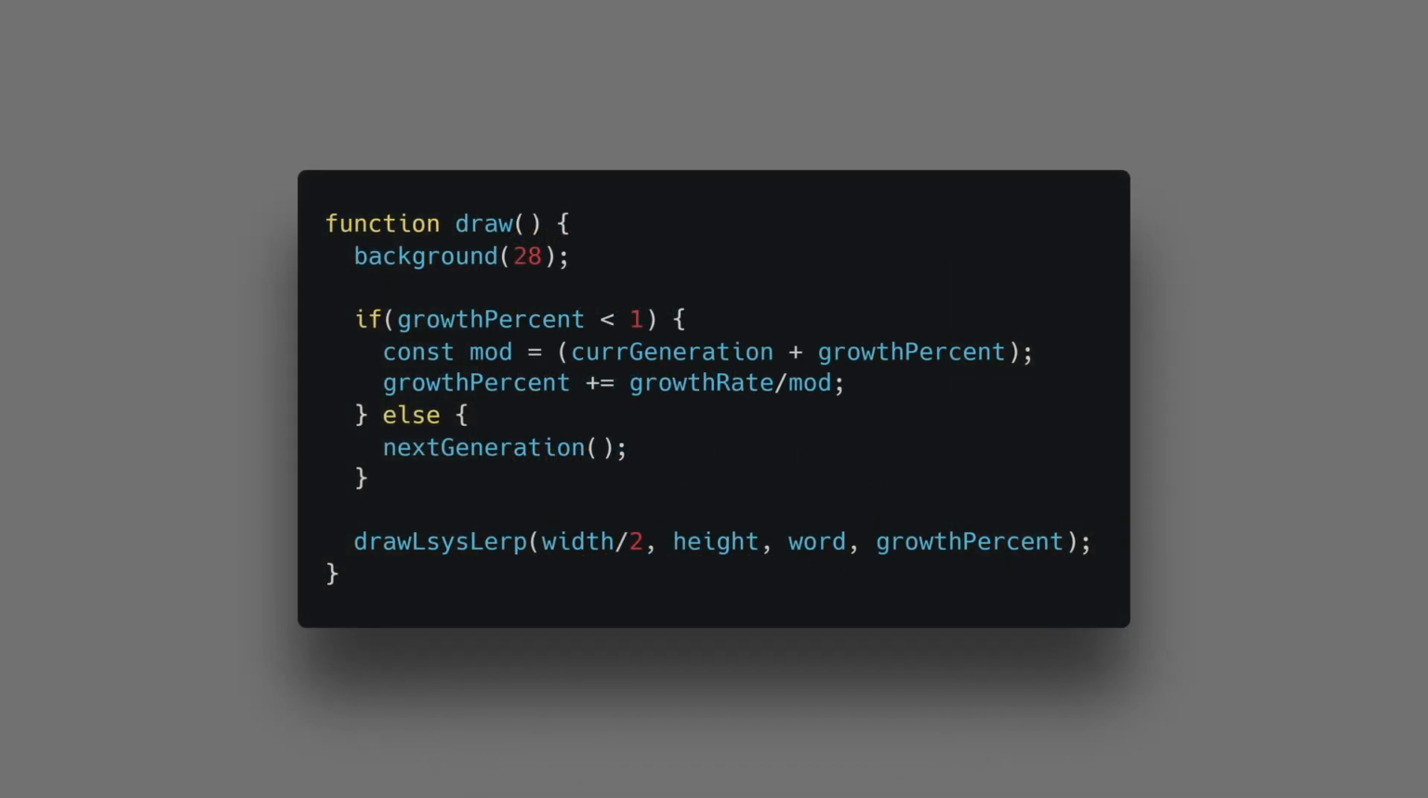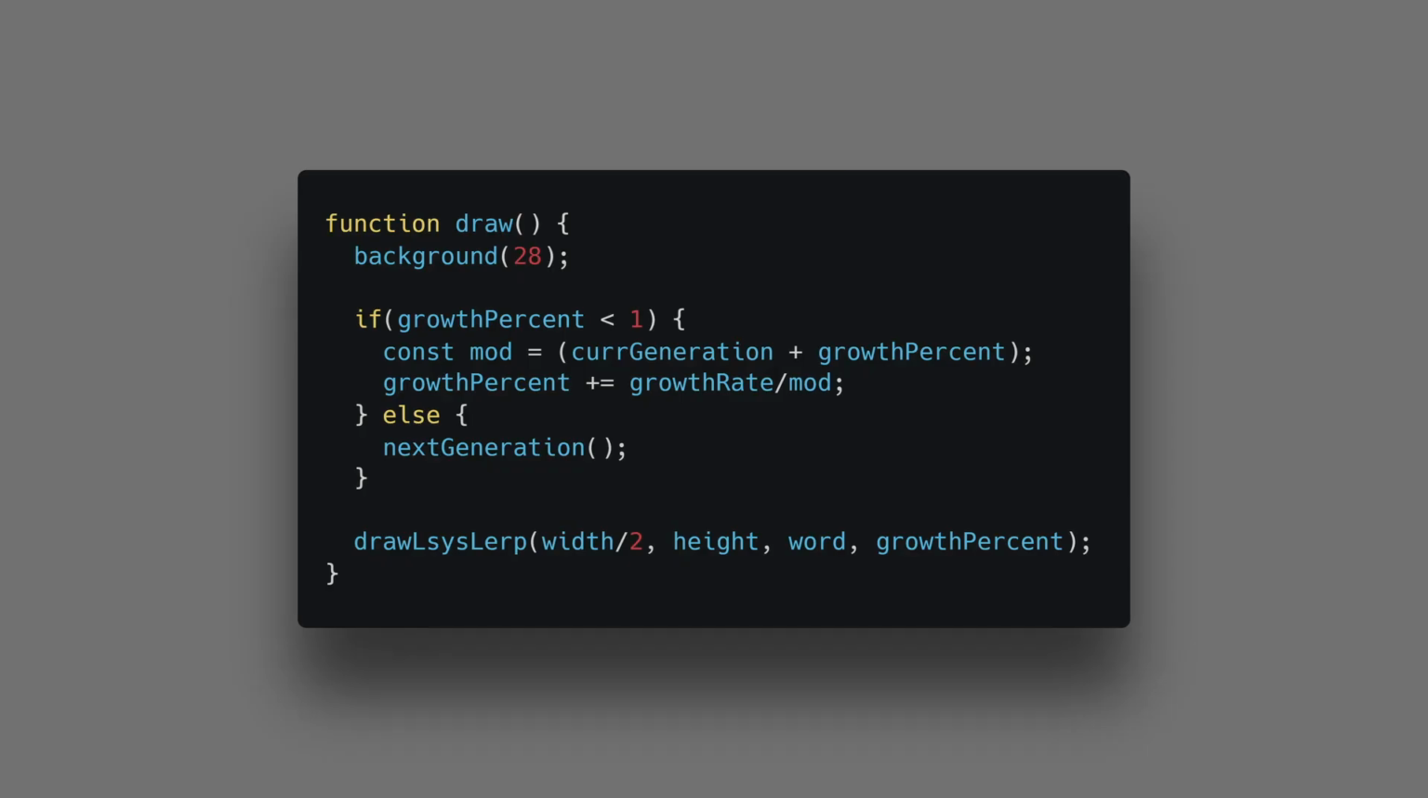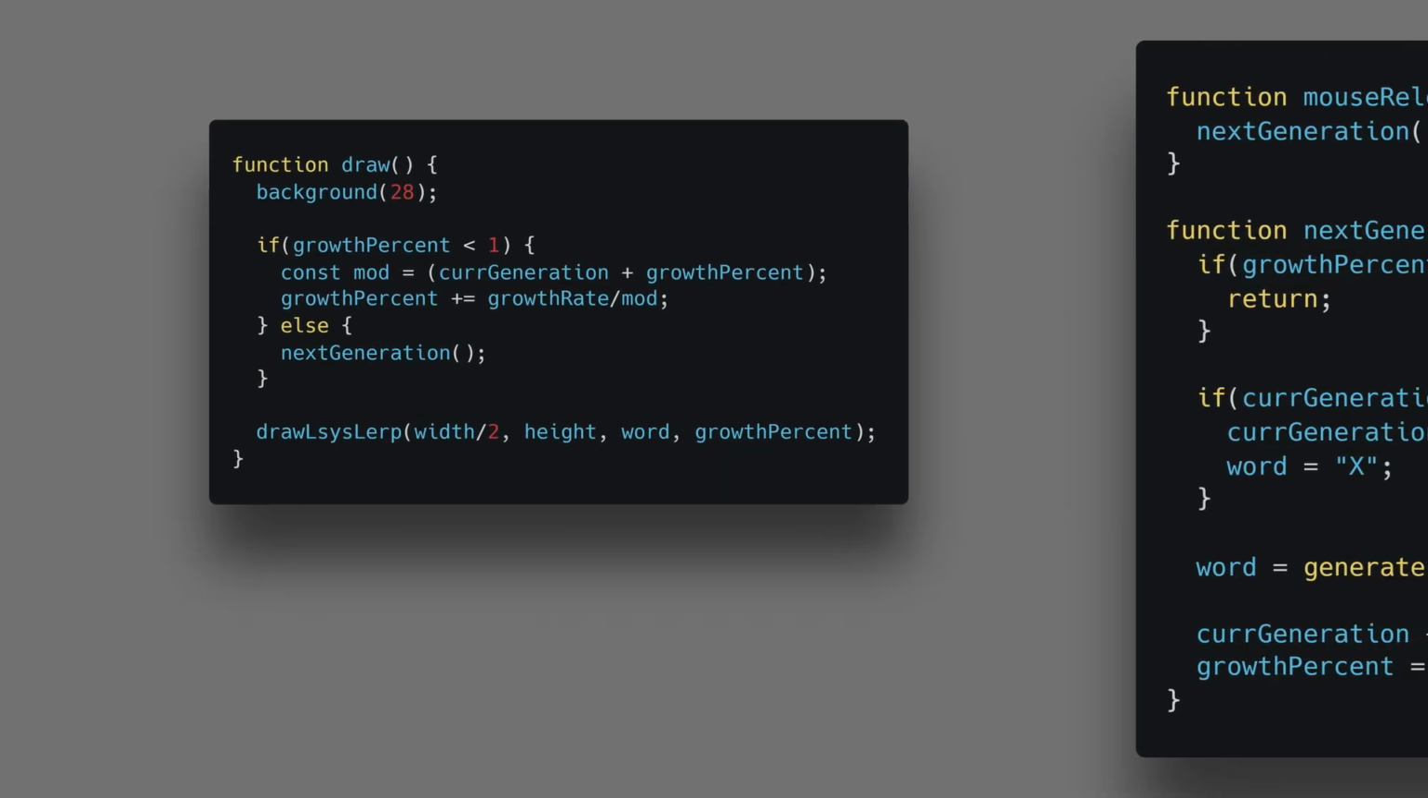In the draw function, we're first setting the background to be a gray color. And then if our growth percentage is less than 1, we want to add to that growth percentage so the plant grows over time. You can see here that I'm slowing down the growth rate for the later generations, and this is just because the later generations are a lot more complex, and so slowing it down makes it a bit more smooth to look at. If the growth percentage is already equal to or greater than 1, then we're going to generate the next generation, and you can see that function here.